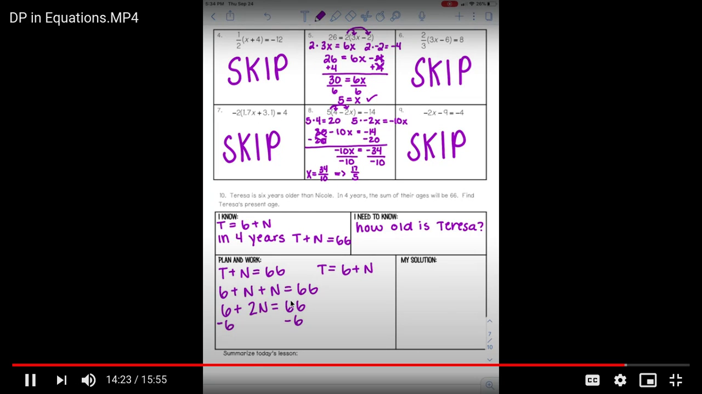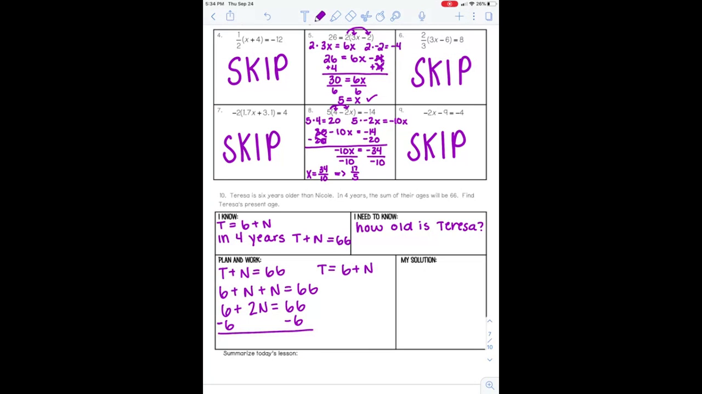So I'm going to go ahead and just solve this like a normal two-step equation. I'm going to subtract 6 from both sides so I can get those to cancel out. So I'm going to be left with 2n equals 60. And then I'm going to divide by my coefficient, which is 2. And I'm going to be left with n equals 30.